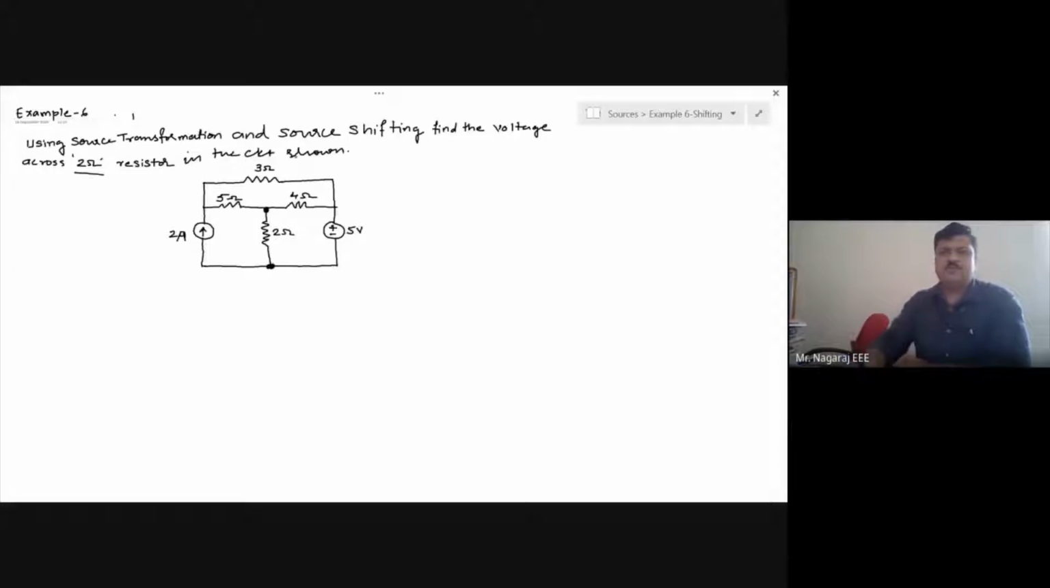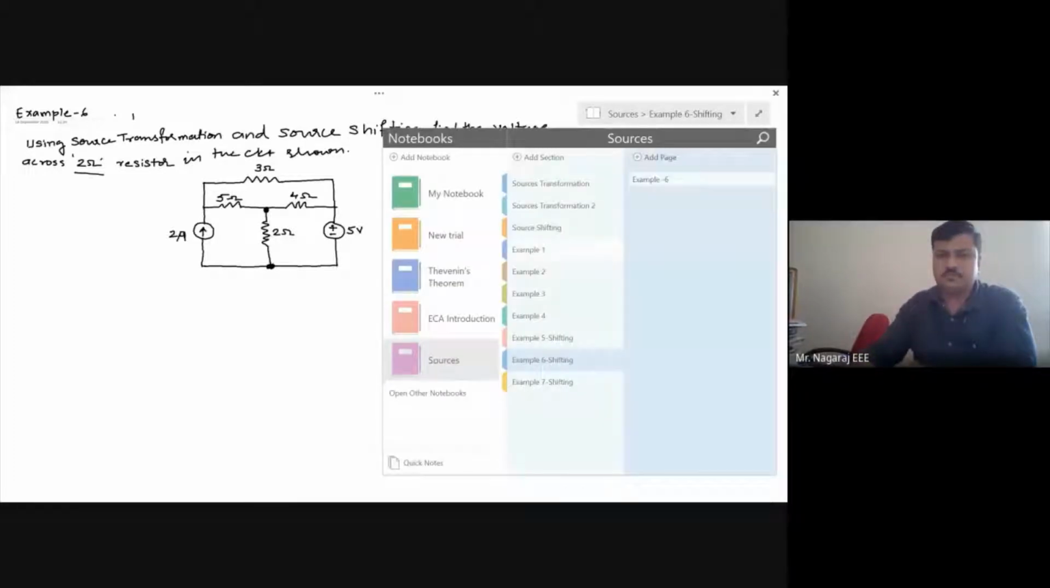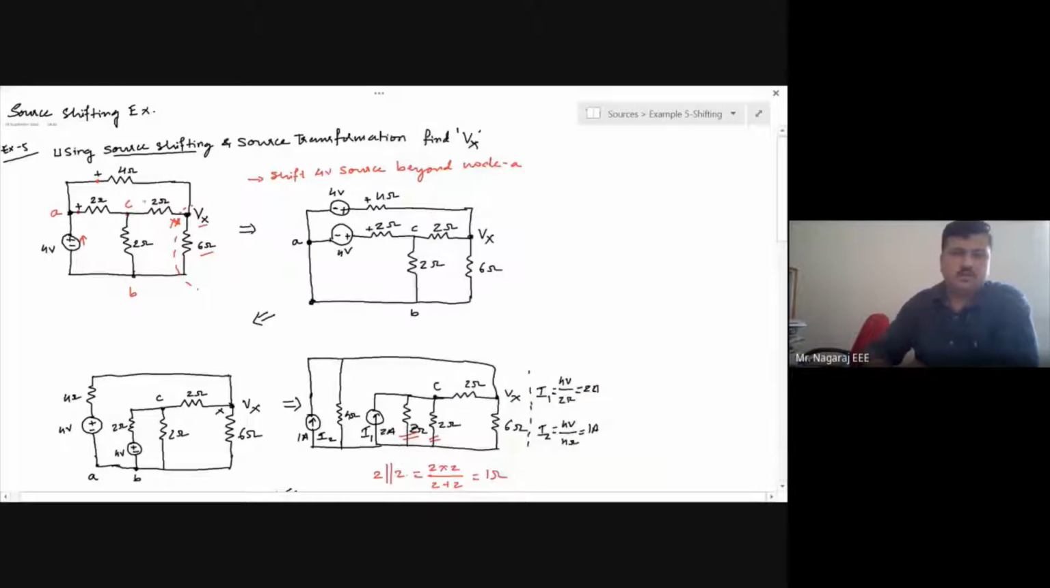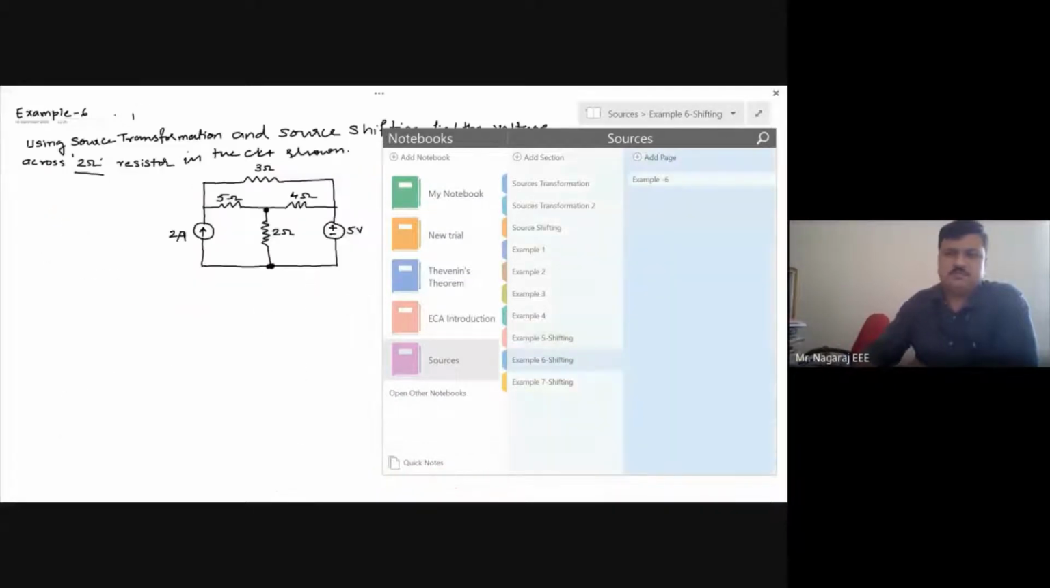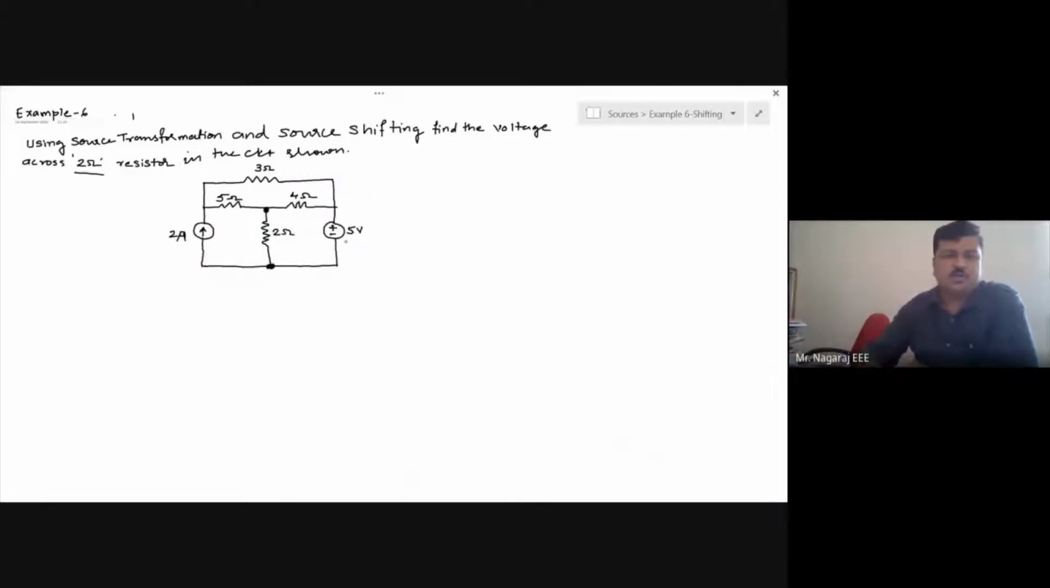Now in the previous example of source shifting, we have seen that there was only one voltage source and we shifted that voltage source beyond the node and then we calculated to get the solution. But now in this example, there is a current source and there is a voltage source. So I need to do the shifting of current source and voltage source wherever necessary and if necessary. Don't think that source shifting has to be done compulsorily all the time, even when it is mentioned. In some cases, source shifting may not be necessary.